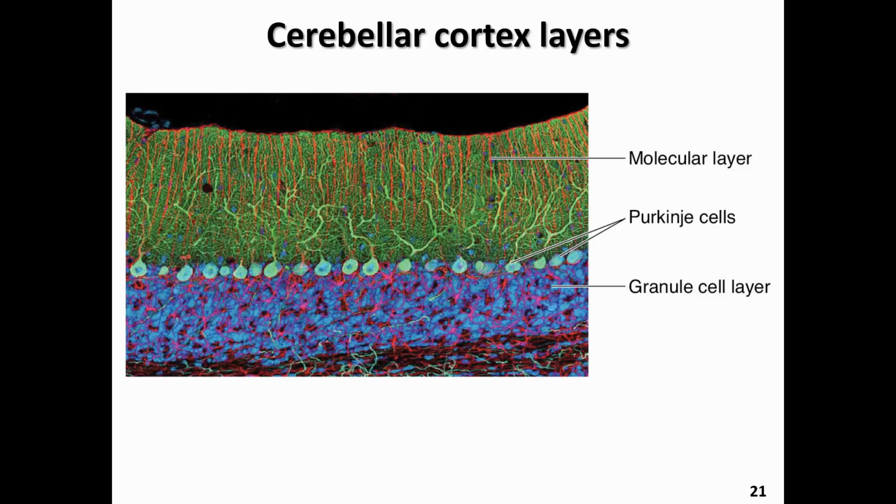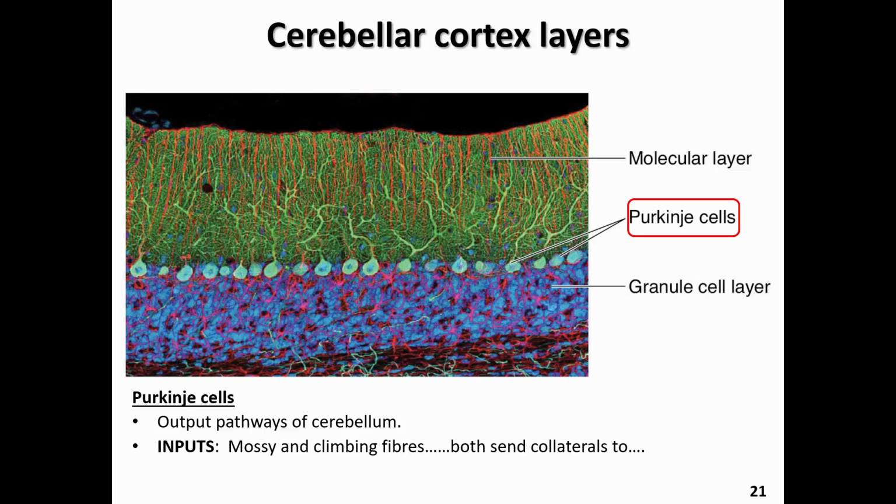This is a microscopic image of a cross section of those layers. And so here we see the molecular layer, the very thick granule layer, and the very thin Purkinje layer made up of those cell bodies of those Purkinje cells. And once again, the Purkinje cells are the output pathway of the cerebellum, particularly the cerebellar cortex.